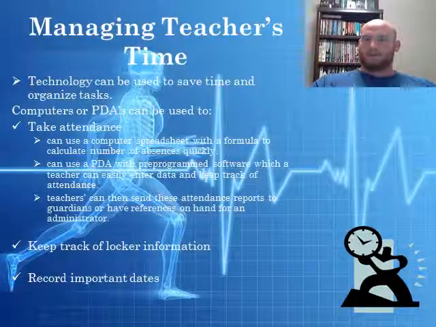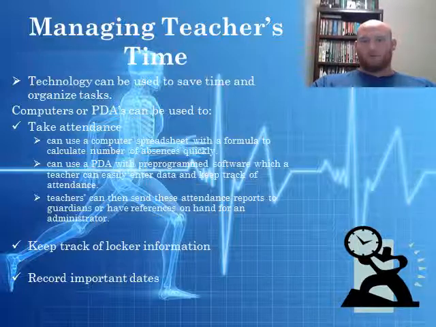Technology can be used to save time and organize tasks. Computers or PDAs can be used to take attendance, keep track of locker information, and record important dates. With taking attendance, you can use a computer spreadsheet with formulas to calculate the number of absences quickly. You can use a PDA with pre-programmed software, where a teacher can easily enter data and keep track of attendance. Teachers can also send these attendance reports to guardians or have references on hand for an administrator.